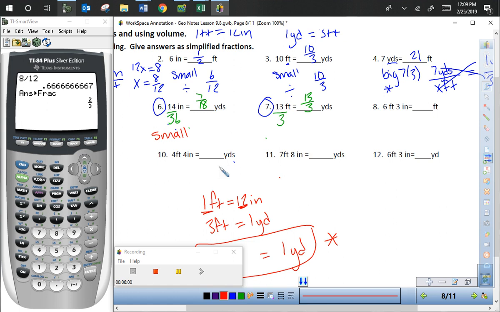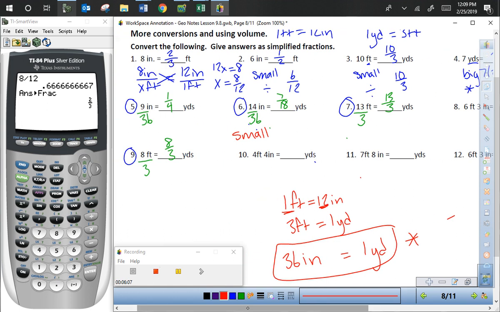The next one is feet to, sorry, let's go back here, 9 over 36 as well for number 5. Okay, so inches, starting with the smaller one, we're going to divide by 36, so that's 1/4. We've got the 7/18. Feet in yards, like the ones up above, we're starting with the smaller one, so we're dividing by 3 here. We cannot reduce that one. Then finally, number 9, we're dividing by 3 again.